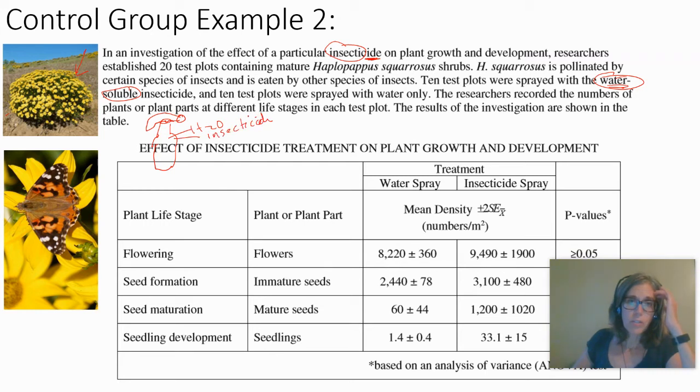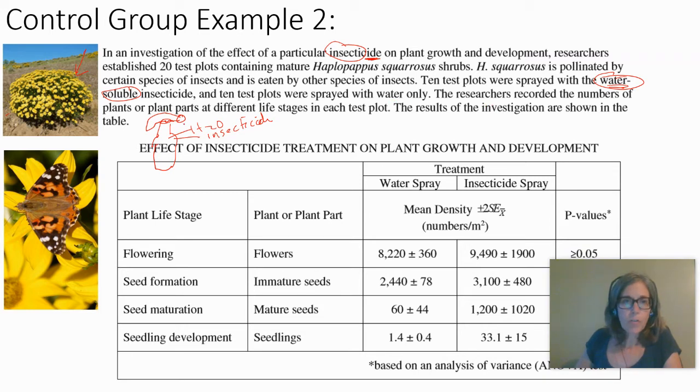So it turns out that little two-word thing, water soluble, becomes important in this question. I'll show you why later. But it means it's not just like a powder or something, there's water in it. Okay, so 10 test plots were sprayed with water-soluble insecticide and 10 test plots were sprayed with water only.